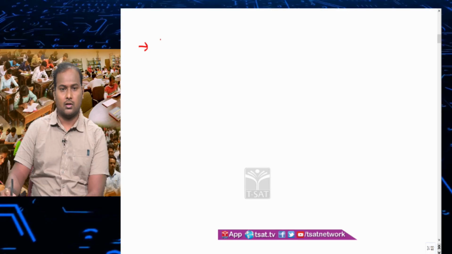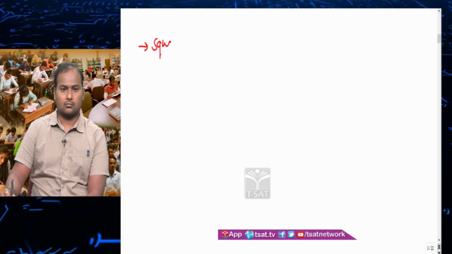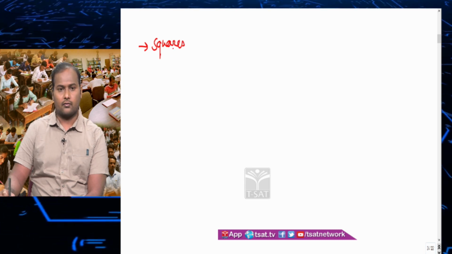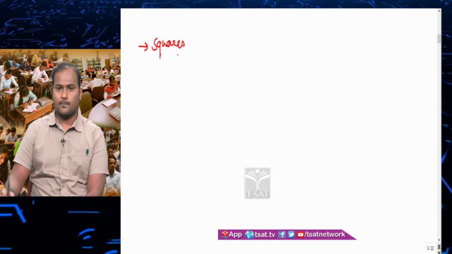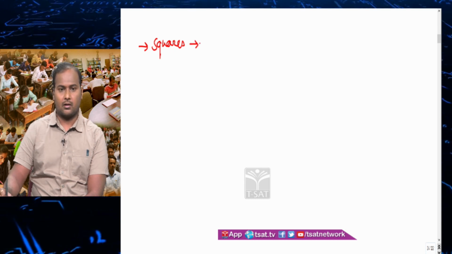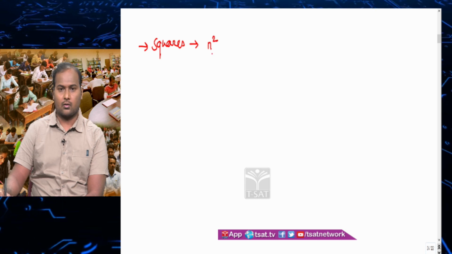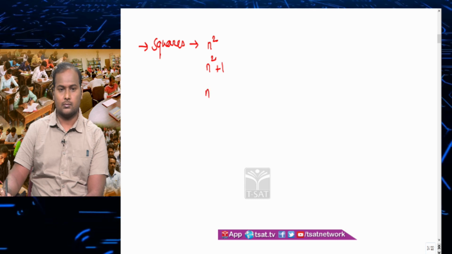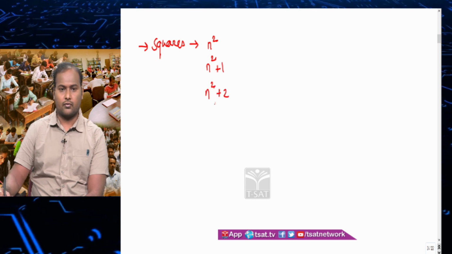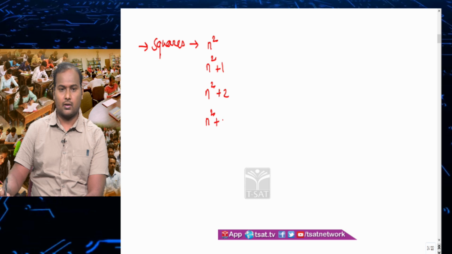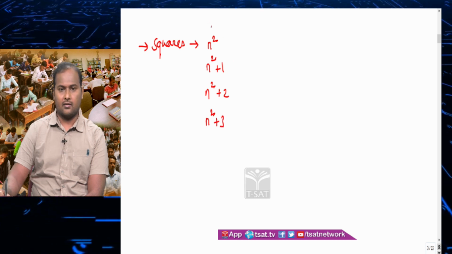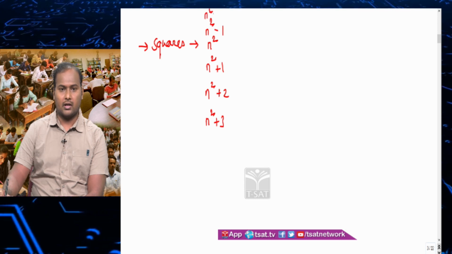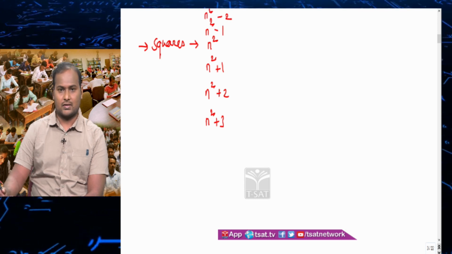They are, number one, squares. These are very important because we can expect a lot of questions from squares in different formats. This format may be n square, or n square plus 1 format, n square plus 2 format or n square plus 3 format. In the same way, we can expect n square minus 1 and n square minus 2 format as well.